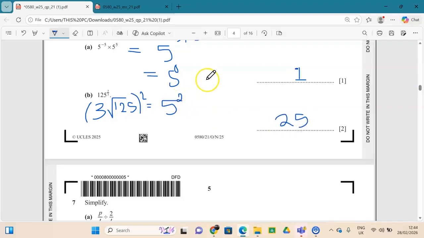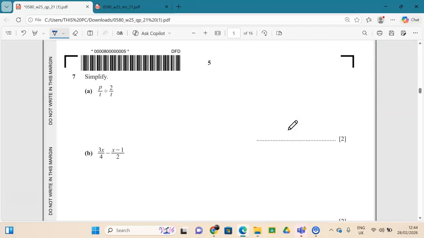Another student may decide to do something different. I can write 125 as 5 raised to the power of 3. Then I'm going to multiply it by this 2 over 3. In that case, 3 takes 3 here, and I'm left with 5 squared. Another easy method. I'm left with 5 squared, which will still produce 25. So we go to the next question.